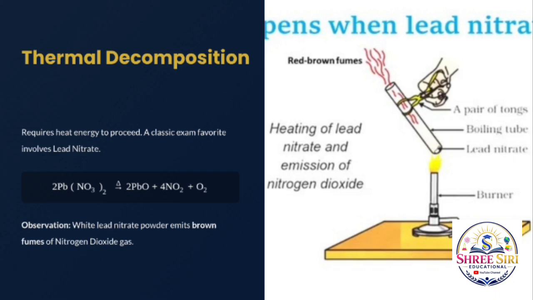The example given here is when lead nitrate is heated, it gives lead oxide plus nitrogen dioxide plus oxygen gas. What is the observation here? When the white lead nitrate powder is heated, it emits brown fumes of nitrogen dioxide gas. Then that tells us a chemical reaction has taken place.